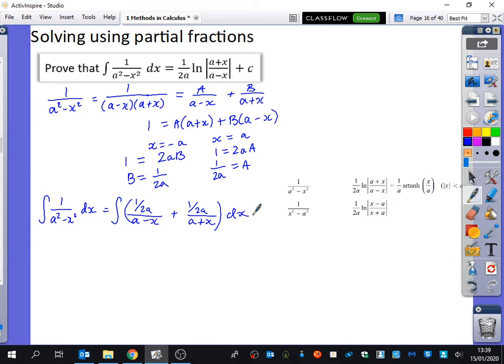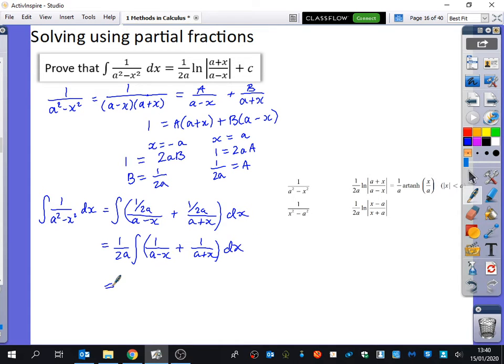Put the 2a on the bottom. Technically the 2a will come on the bottom. I'd put them like this just because I think I can take it all the way out to the front. Especially when you look at what you're aiming for, you've got a 1 over 2a there. So if we take it all the way out, we've got 1 over 2a, the integral of 1 over a minus x plus 1 over a plus x dx.